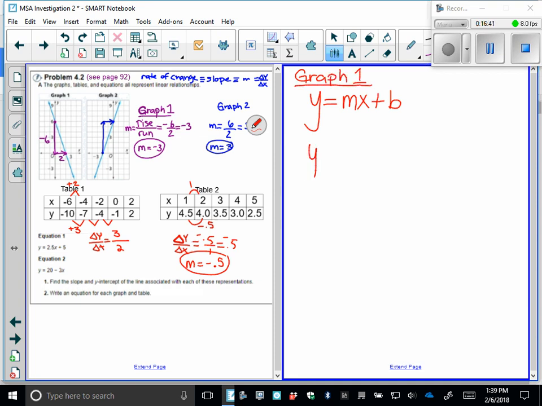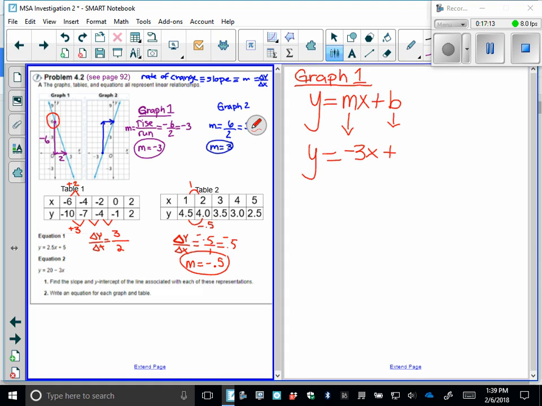And I know a few things. I know the slope. So Gabby asked, what was the slope for graph 1? Right. So because I already know that, I'm going to write y equals negative 3x. But I have to find b, and b's the y-intercept. So Julian, looking at graph 1, where does the line cross the y-axis? It's 6, right? Right here it's 6. So if you look at that, it's 6.